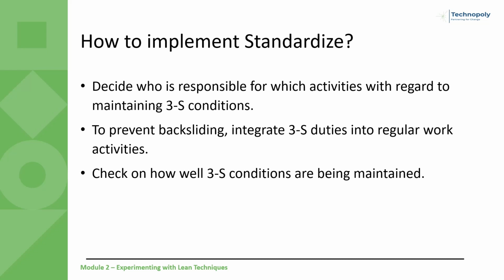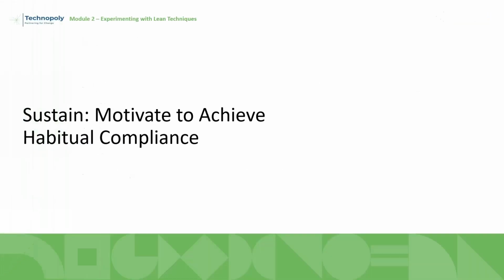Once the steps are in place, evaluate performance at regular intervals. Check on how well 3S conditions are being maintained. In association with the routines created, visual tools and documents will not in themselves sustain 5S. The fifth S is to make it a habit of maintaining the momentum of the previous 4S to ensure sustainability of the system.